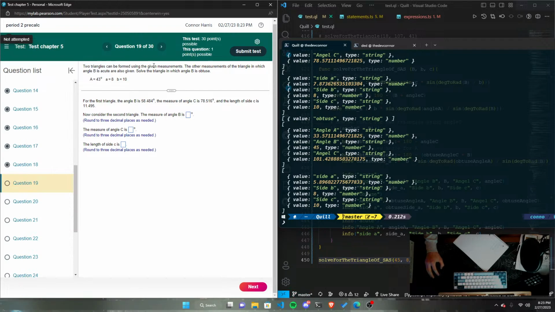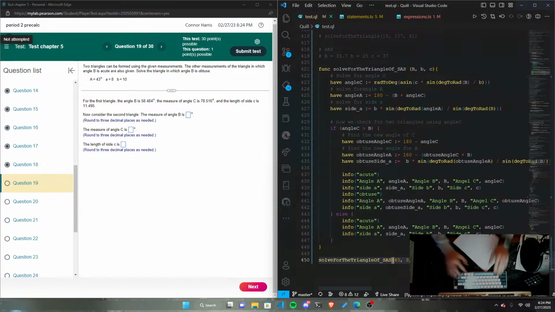Alright, 2 triangles can be formed using the given measurements. The other measurement of the triangle, in which angle B is acute, is also given. Solve the triangle in which angle B is obtuse. So for this triangle, angle B is 55, and the side of C is 11. Okay, so it did all the conversion for us.